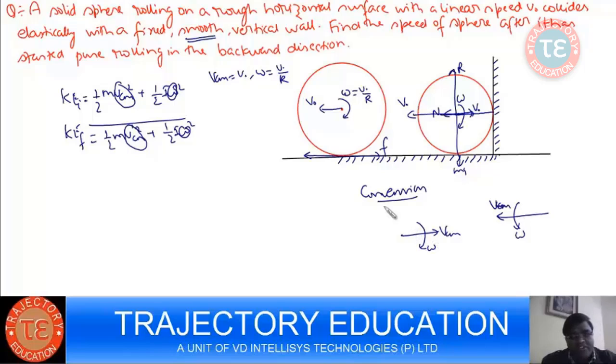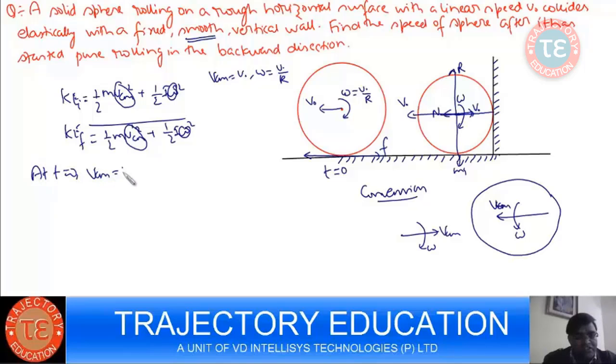If I follow this convention, then if just after collision I call it t equal to 0, I can say VCM is minus V0 and omega is plus V0 by R. If I follow this convention, I'll say VCM is V0 and omega is minus V0 by R. So let's follow this convention, right? At t equal to 0, VCM is V0 and omega is minus V0 by R. And you have a force F acting in this direction.